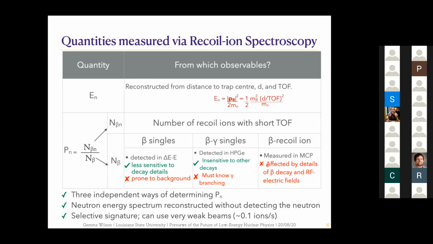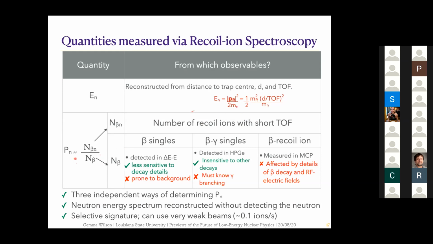I said earlier that we can also infer the probability of beta-decay neutron emission, which is just defined by the number of nuclei that undergo beta-decay neutron emission divided by the number of nuclei that undergo beta decay. So this number, the number of nuclei that undergo beta-decay neutron emission, we can count. This is just the integral of the peak of the recoil ions with the short time of flight.